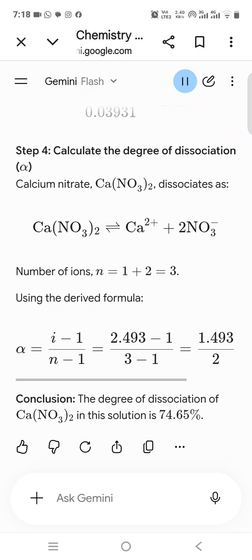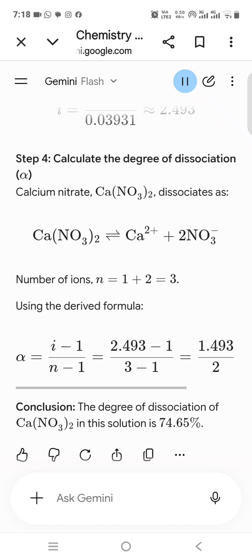Section B, Solutions and Colligative Properties. Question 3, 10 marks. Using molecular interactions, explain why a mixture of acetone and chloroform shows a negative deviation from Raoult's law, while an ethanol-cyclohexane mixture exhibits a positive deviation. Answer. According to Raoult's law, for an ideal solution, the adhesive forces between different molecules, AB, are exactly equal to the cohesive forces between identical molecules, AA and BB.